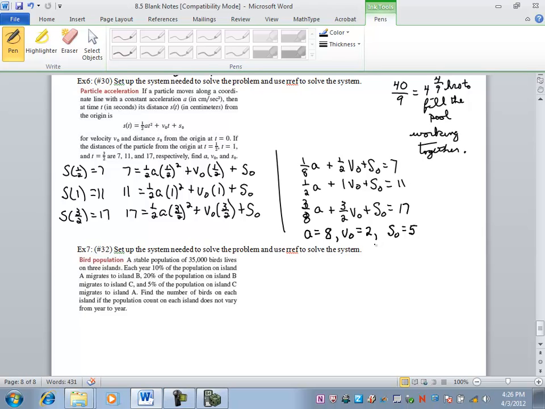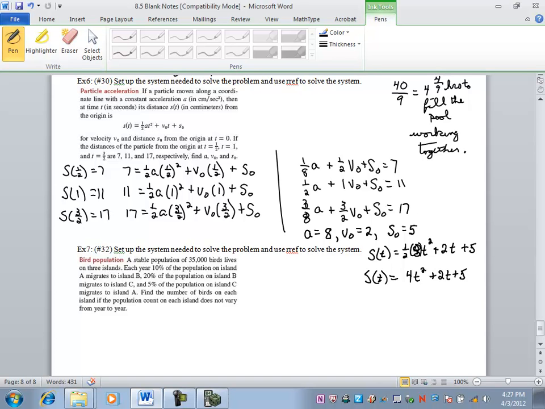And so we get the equation s of t equals 1/2 times a t squared plus 2t plus 5, and so we get 4t squared plus 2t plus 5 equals s of t. Okay?